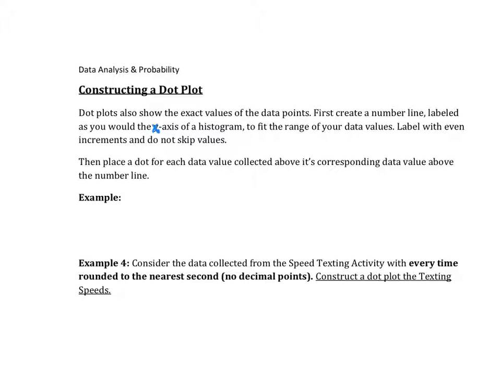So again, just make sure that whatever your min and max data values are, they would fit on that number line. And you label with even increments. You can't skip any values. Then on that number line, you just place a dot for every data value that you have.